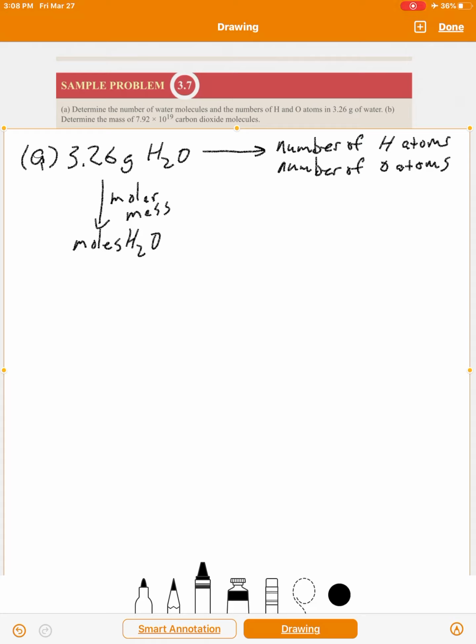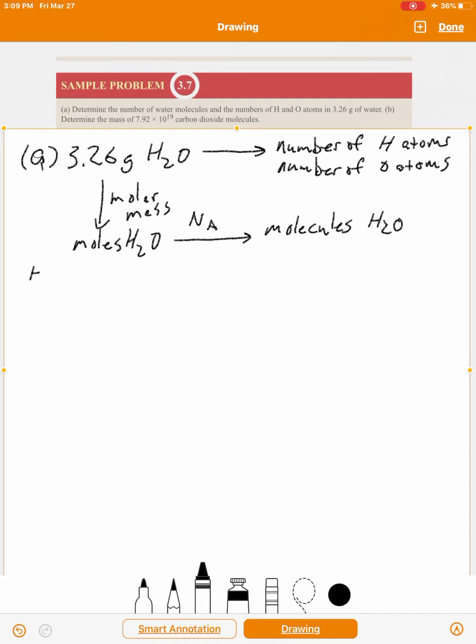Okay, we saw in the previous problem that if you have the mass, you can convert to moles by using the molar mass. Next step is once we've got moles of water, we're going to convert it to the number of molecules of water. And we're going to use Avogadro's number, 6.022 times 10 to the 23rd, to do that conversion. Once you've got the number of molecules of water, one molecule of water has 2 hydrogens, and one water molecule has 1 oxygen. So we can figure out those numbers pretty easily. So let's go through this first.